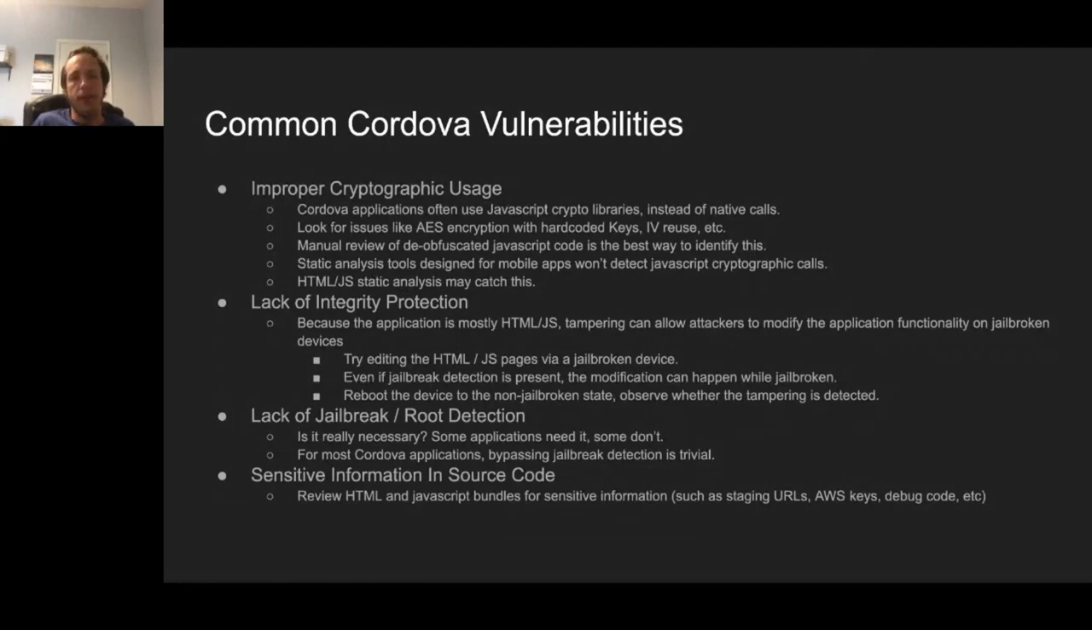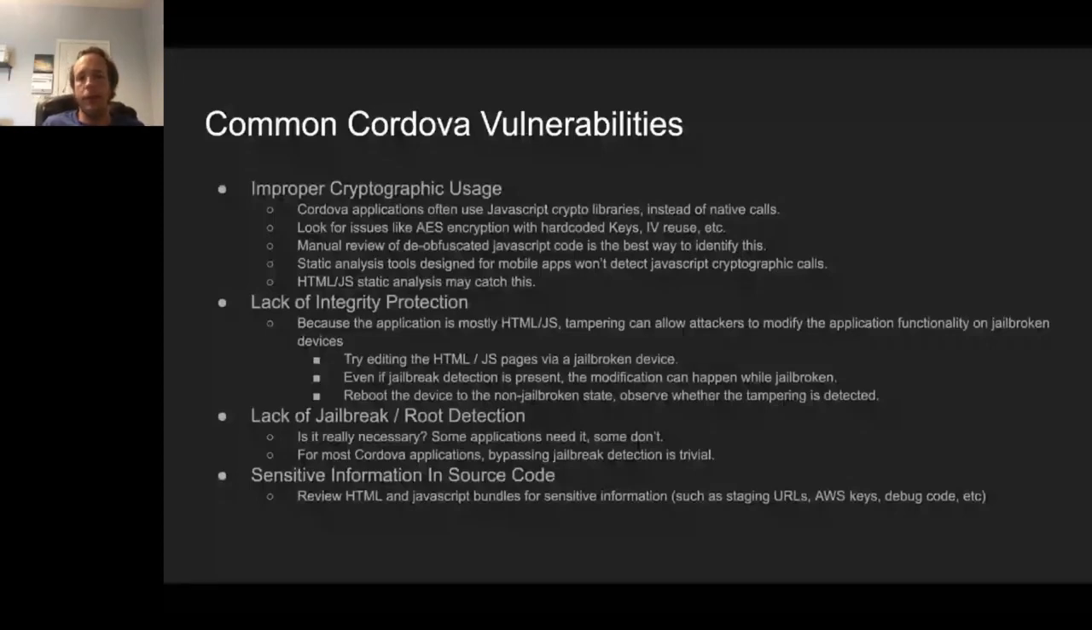Like I said, bypassing this for Cordova applications is typically very trivial. Similarly, the source code for your application is all there. It's all HTML and JavaScript code. So I've seen staging URLs, I've seen AWS keys, I've seen comments about disabling this for customer so-and-so inside the code there. And I've even seen shell scripts bundled in Cordova applications. So one of the things that you want to look closely at is what all is in that bundle.